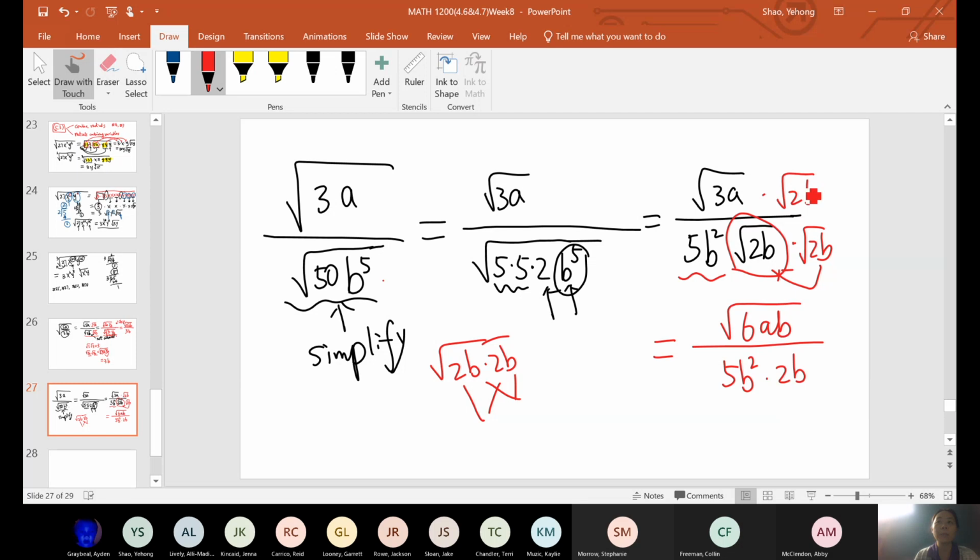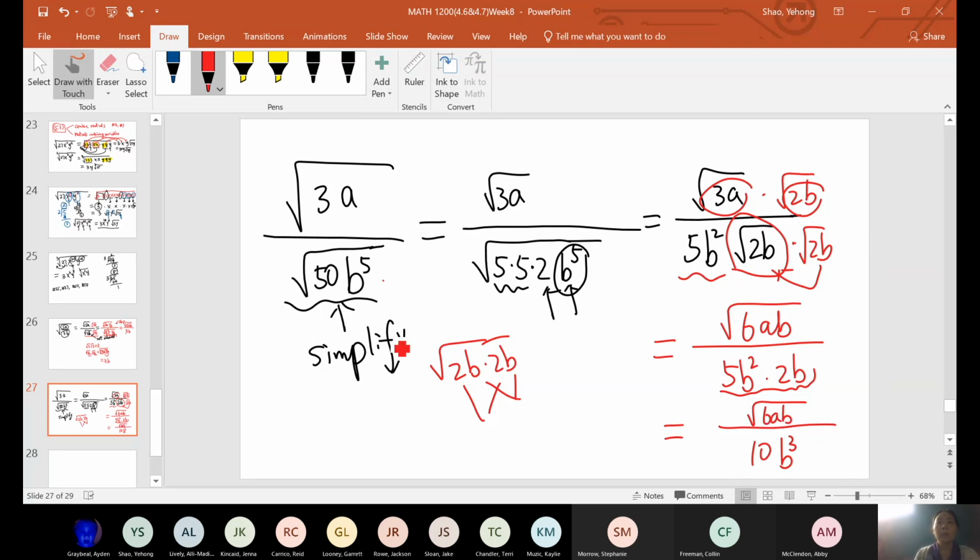Again, I skipped a step here of putting both of them under the radical. I just went ahead and multiplied them. And in the bottom, notice we have 5 times 2, which is 10. B squared times b is b cubed. So if there's anything you can multiply, we should go ahead and multiply them to get the simplest form. Okay, and so that's the final answer.